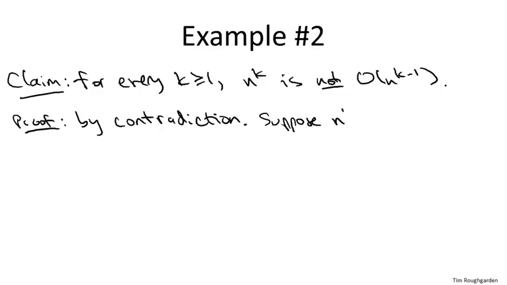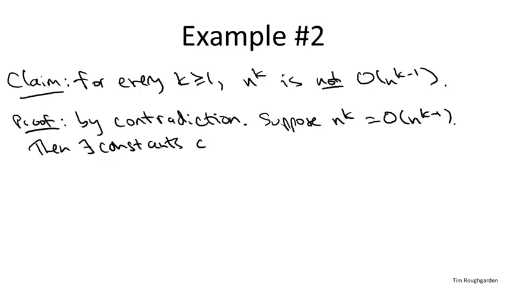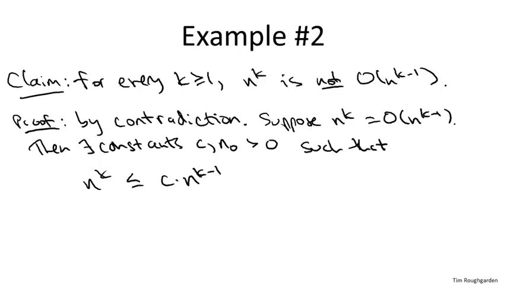What would that mean? Well, we just refer to the definition of big O notation. If in fact n to the k hypothetically were big O of n to the k minus 1, then by definition there would be two constants, a winning strategy if you like, c and n naught, such that for all sufficiently large n we have a constant multiple c times n to the k minus 1 upper bounding n to the k. So from this, we need to derive something which is patently false. That will complete the proof.